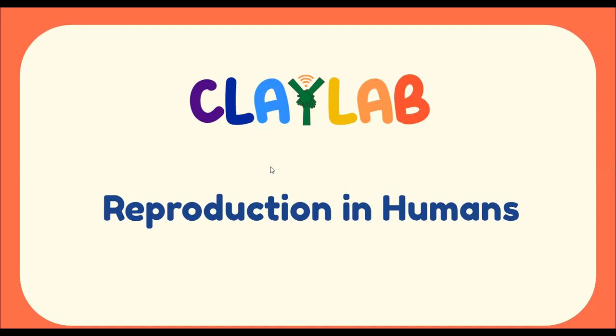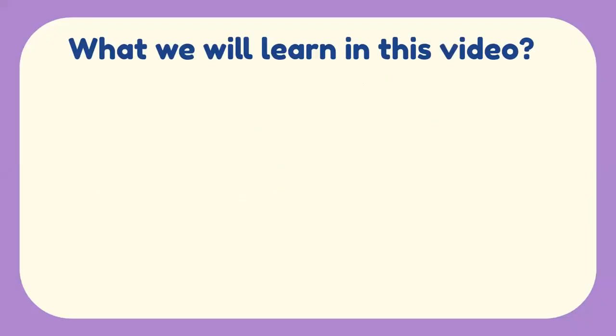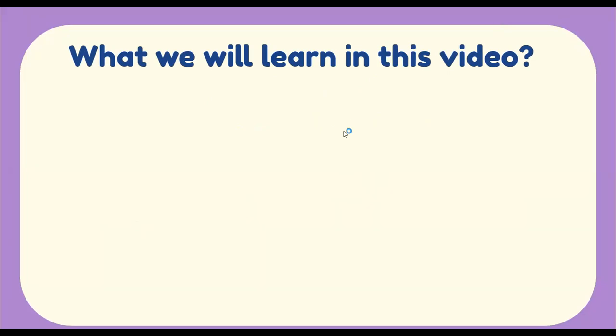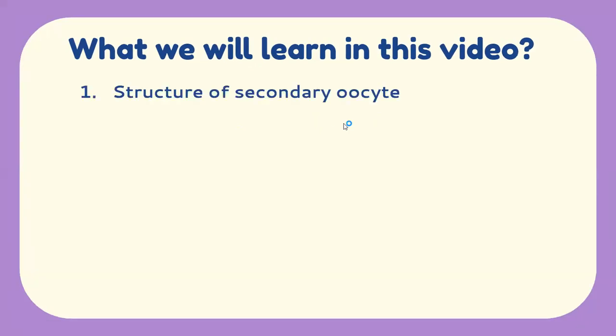So in the previous video, we had discussed ovulation, the menstrual cycle, and the different phases of the menstrual cycle. So we completed that topic. In this video, we are going to study the structure of the secondary oocyte in a bit of detail, because we need to understand fertilization in today's video.